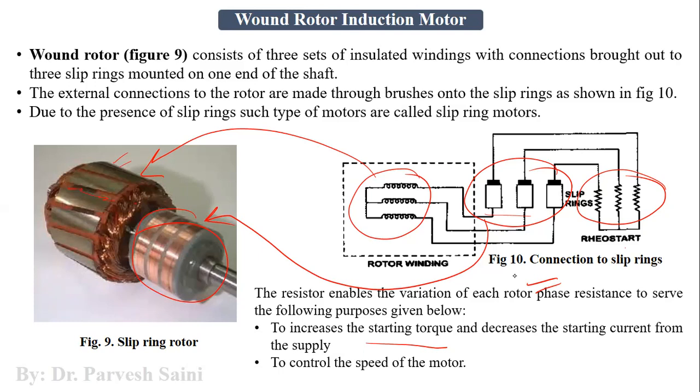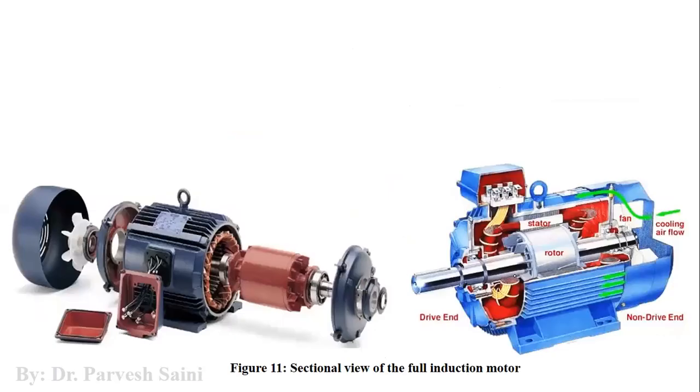And the second reason for using this rheostat is that we can have control on the speed of the motor by using the rheostat, right? As you can see in this diagram, we have the fan, end bells, rotor, ball bearing, this is the shaft, this is the stator winding, this is the yoke, and from here we give the supply, right? All these points are mentioned in this diagram. You can see this is the cross sectional view.